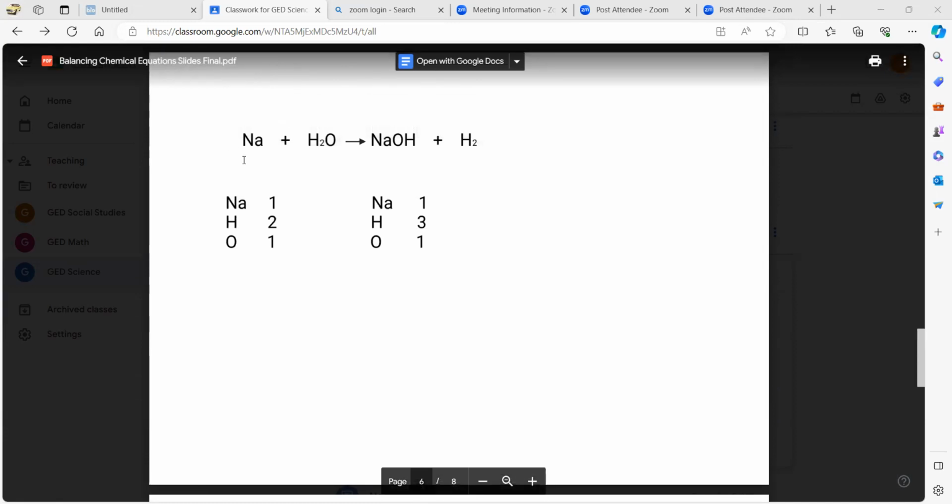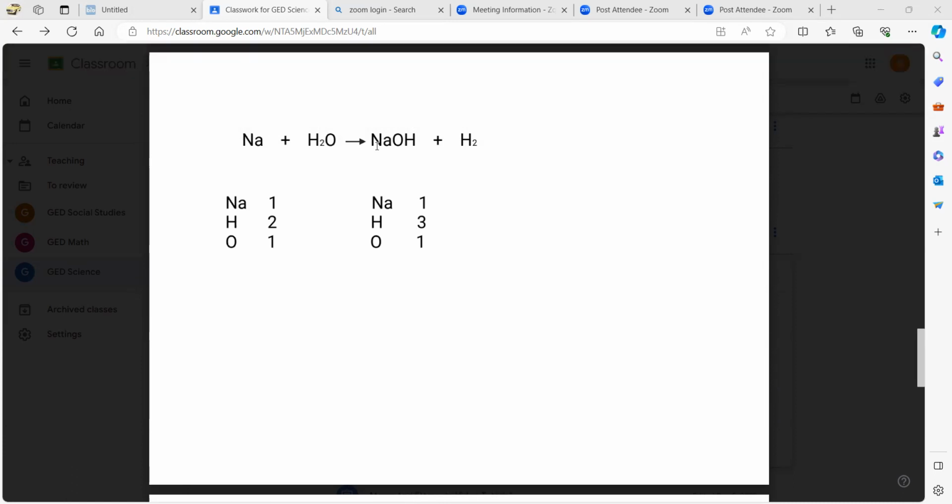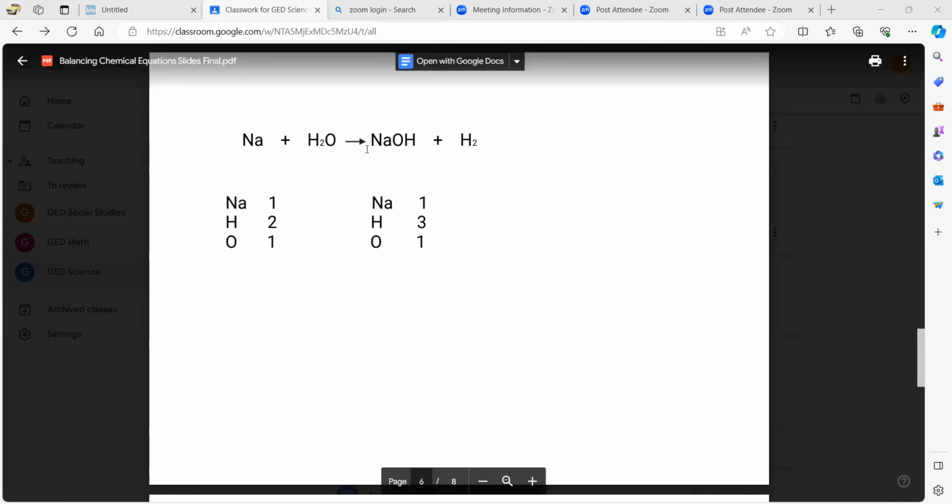All right, I have sodium plus H2O produces NaOH plus H2. One thing I should point out is if you have a capital letter and a lowercase letter next to each other, that means this is one symbol. Na is the symbol for sodium.